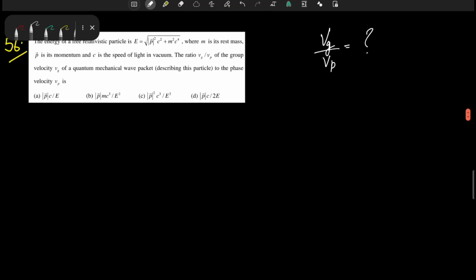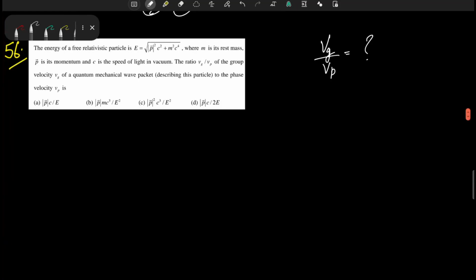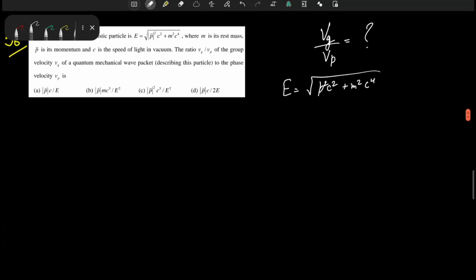Now there are many methods to calculate the same problem, and this is the easiest question you can get in 5 marks on quantum mechanics. Okay, so let's solve. We are given that the energy is given by, I will write the energy here once again, p square c square plus m square c4. Here m is the rest mass of the particle, p is the momentum, and c is the speed of light. Now the group velocity, you know the formula: Vg is d omega by dk.